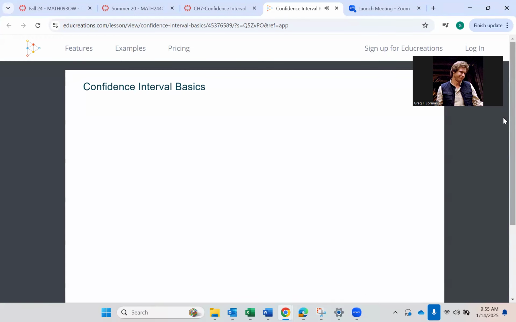Okay, let's talk about the basics of confidence intervals just to get started. So let's pretend that the distribution that we're going to be playing around with looks normally distributed like this. Just a regular old normal distribution. Sometimes it won't be that way, but that's okay for our purposes right now.